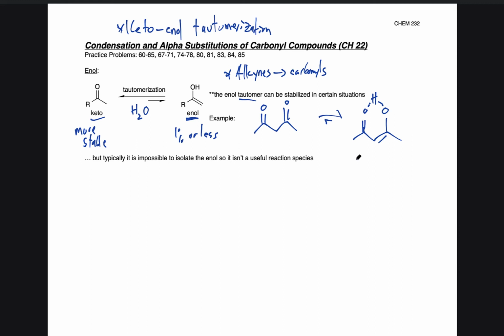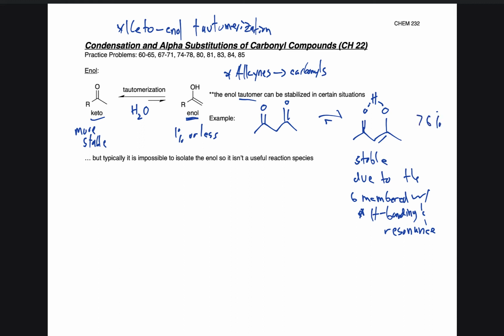And it's stable due to a couple reasons. Due to the six-membered ring that gets formed with the hydrogen bonding. And resonance, because now we can do resonance with that adjacent ketone. So this actually exists about 76% of the time. And I'm not going to ask you math questions or anything like that, but just to give you some actual numbers of what is seen in reality. So this enol tautomer is more stable in this case.